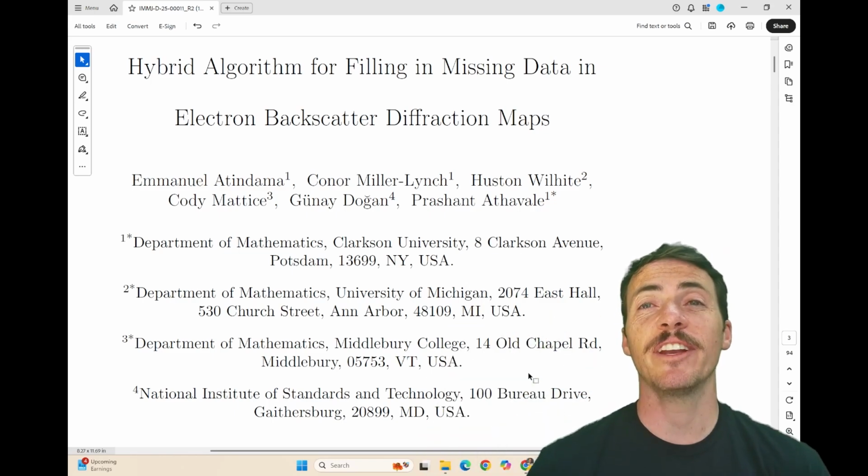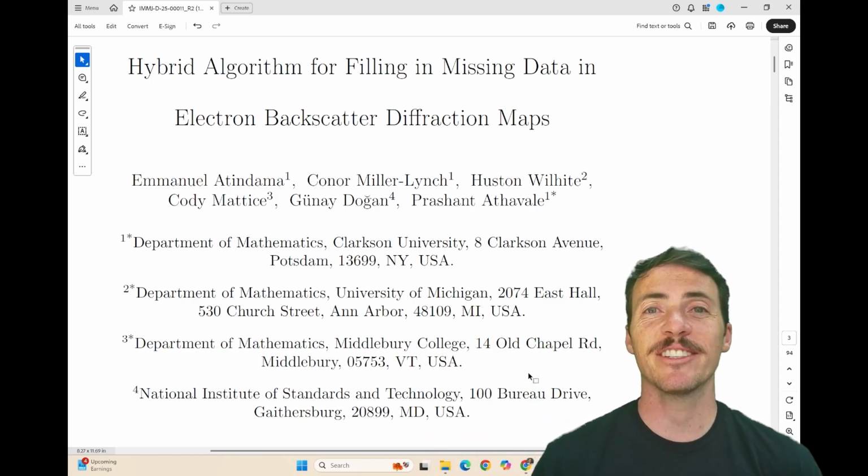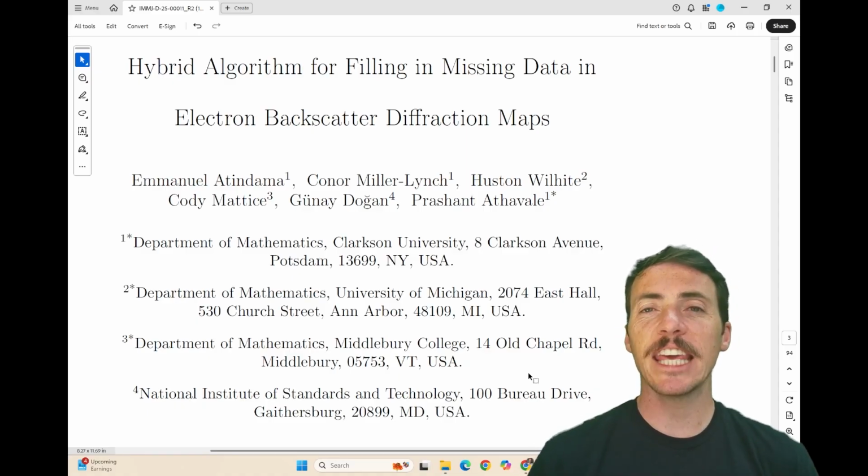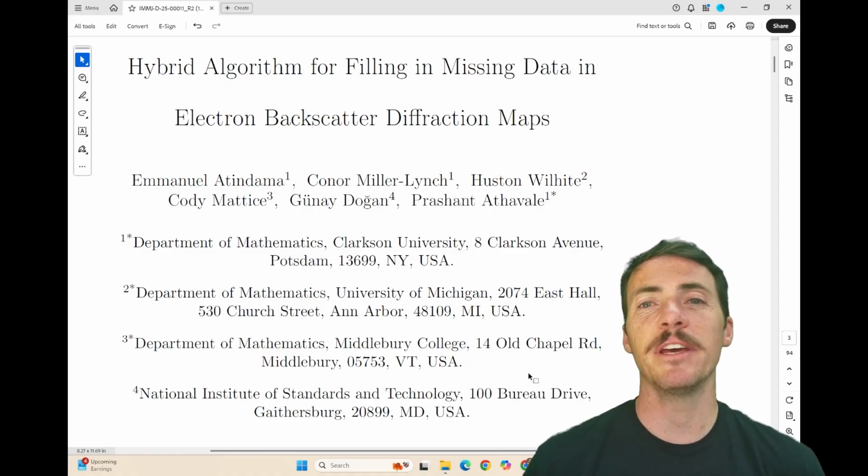I'm the editor-in-chief at Integrating Materials and Manufacturing Innovation, and I've got a new paper for us to read. It's Hybrid Algorithm for Filling in Missing Data in EBSD Maps.